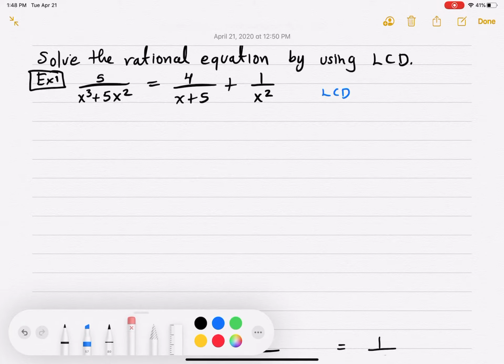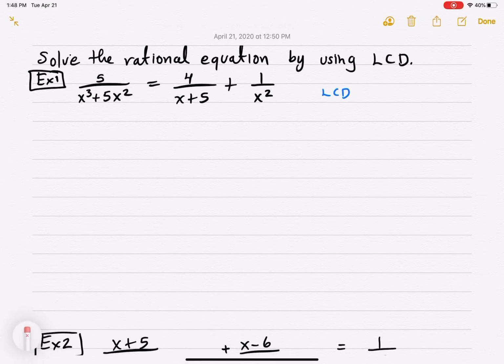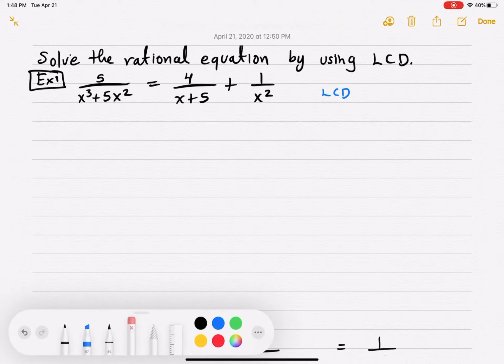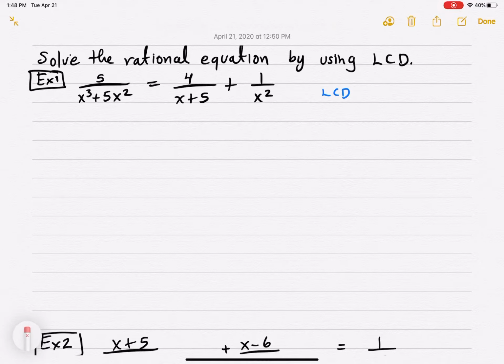Before we try to find the LCD, it is a good idea to factor the denominators to see if there are any common factors. So if you factor the first denominator, it factors into x squared times x plus 5. And so this denominator really becomes that when you factor it out.